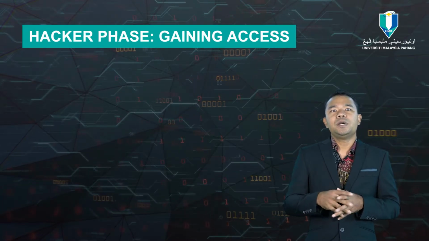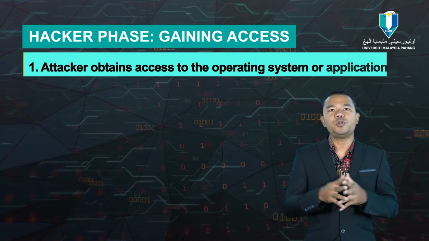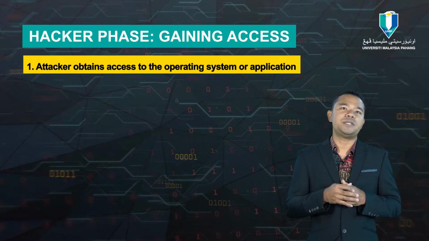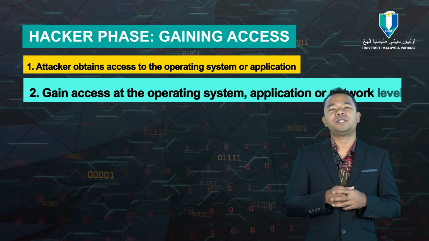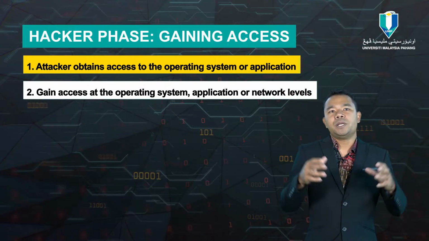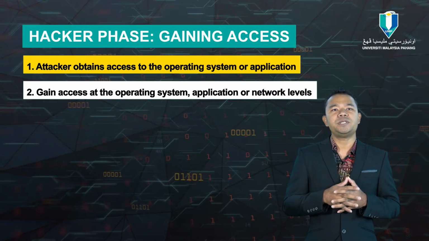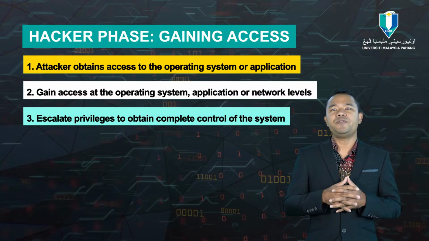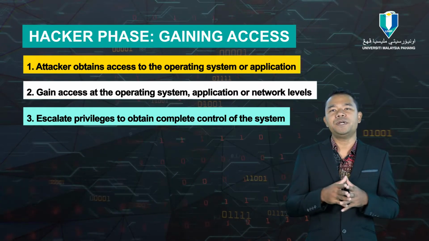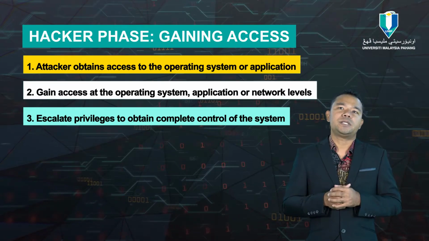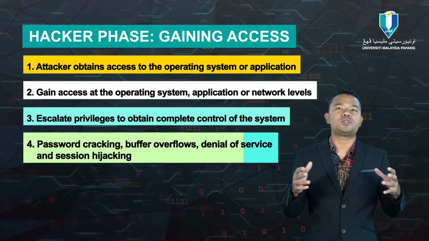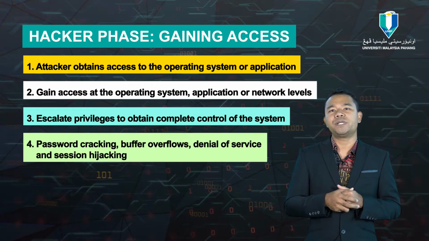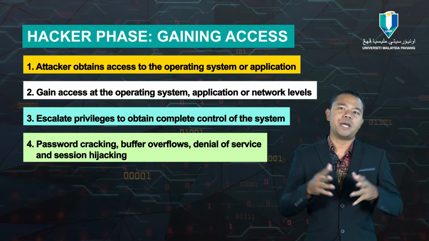Hacking phase: gaining access. Gaining access refers to the point where the attacker obtains access to the operating system or application on the target computer or network. The attacker gains access at the operating system, application, or network level. The attacker can escalate privilege to obtain complete control of the system. In this process, the target-connected intermediate systems are also compromised. Examples include password cracking, buffer overflow, denial of service, and session hijacking.